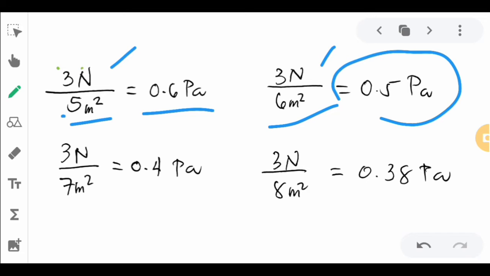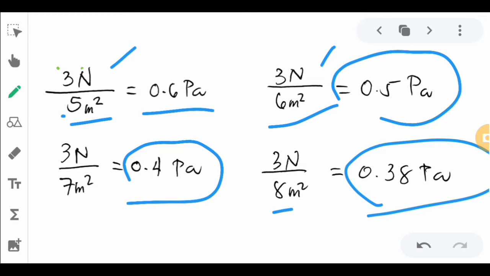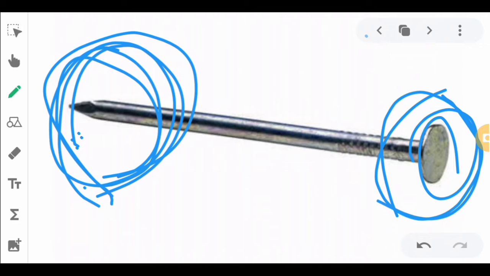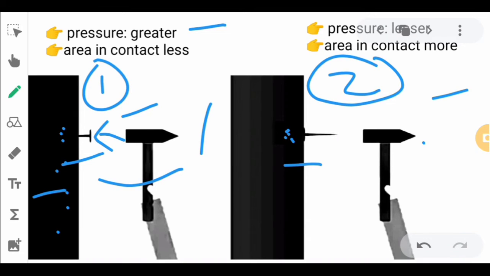Another example, let us increase the area again: 3 Newton over 7 meters squared will be 0.4 Pascal. Another one, 3 Newton divided by 8 meters squared will be 0.38 Pascal. As you can see from these examples, keeping the force constant and just increasing the area, the value of pressure decreases. It decreases as the area increases. That is what happened in scenarios 1 and 2. The pressure is greater because the area in contact is lesser, and in scenario 2 there is a lesser pressure because the area in contact is greater than in scenario 1.